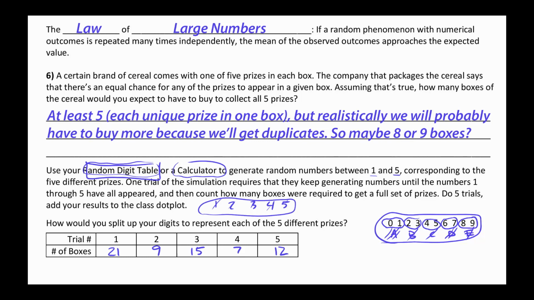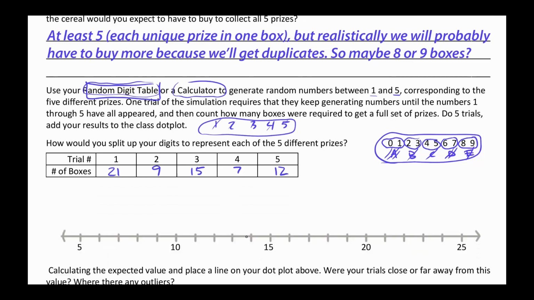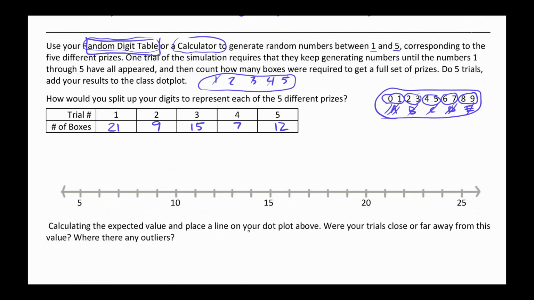So if you are going to put this on your scatter plot, which as a class I would like to do, 12 happens, and 12 would be right here. So I'd put my dot on 12. Then 7 occurs right there. 15 is here. 9 is over here. And then the last one, which is 21, occurs down at that spot.